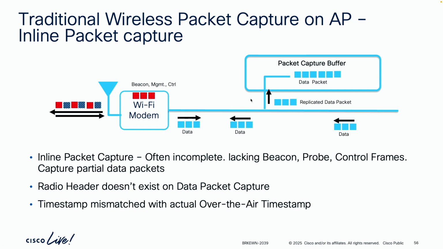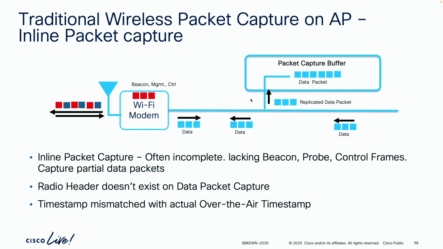So this is a traditional inline packet capture. Inline means that we are capturing from the data plane of the AP, which is great. We can get all the data decrypted, nice, looks like it's working fine. But there's one caveat. Because of the design and architecture of the AP, there's a two-split head.